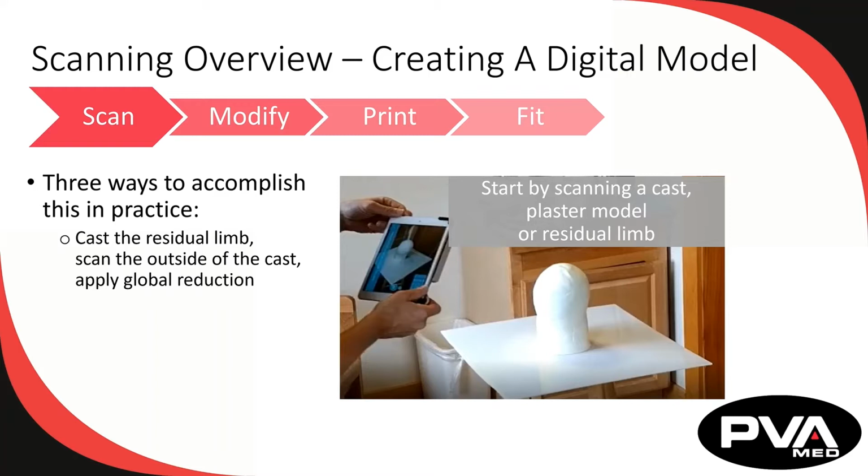Some question why not scan the inside of the cast. The primary reason is that it can be very difficult to capture the inside of the cast, even with tactile scanners, since they perform poorly when trying to capture the distal portion of the cast. Measurement tools and software can be used to verify that the reduction in the resulting positive model is accurate relative to the patient's residual limb.